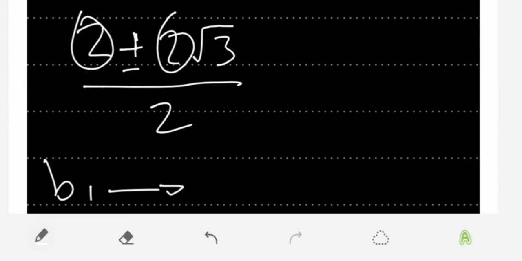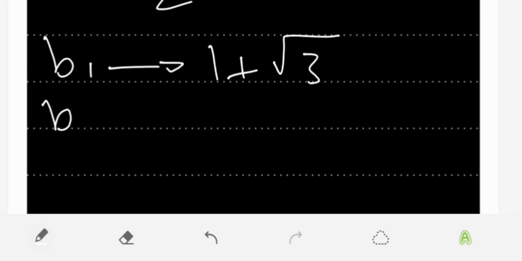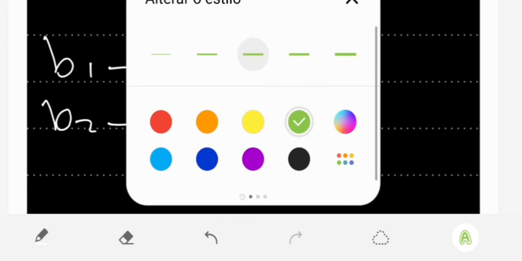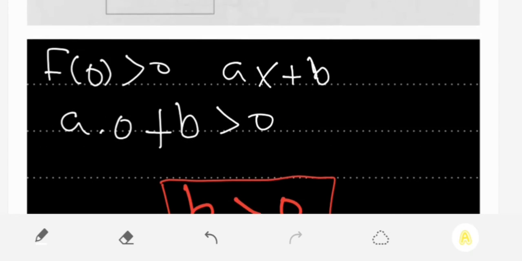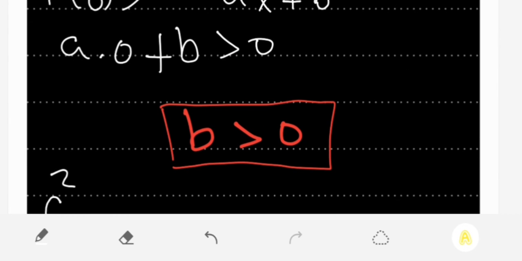So we'll have two answers. b1 is equal to, let's divide these twos, okay? So it will be 1 plus square root of 3, and b2 is going to be 1 minus square root of 3. Which one are you going to choose? Well, this one. Why? Because b is bigger than 0.